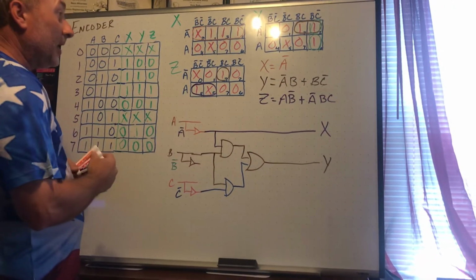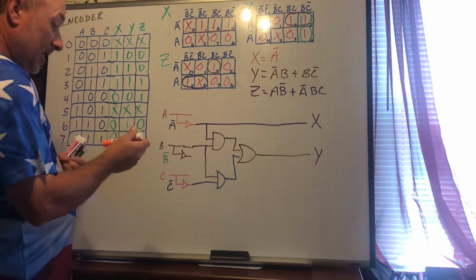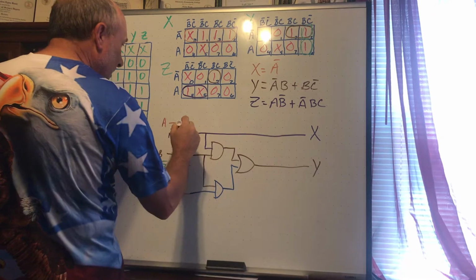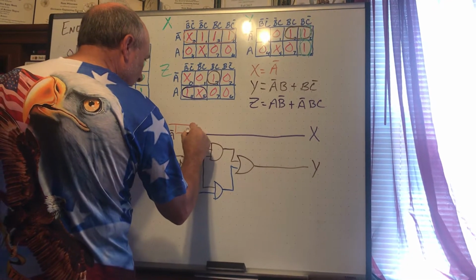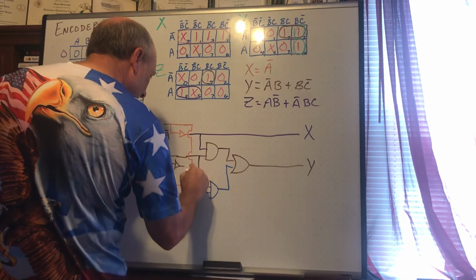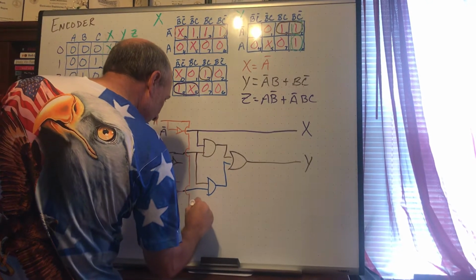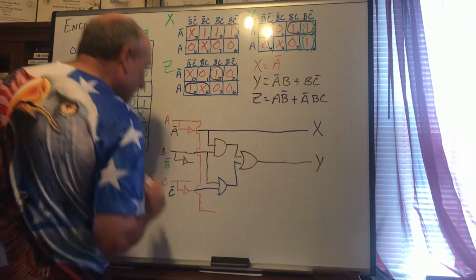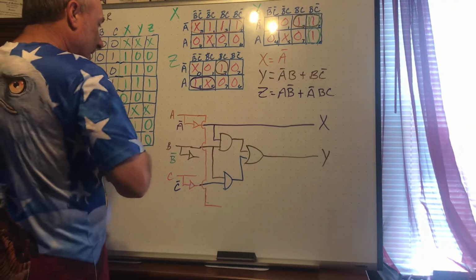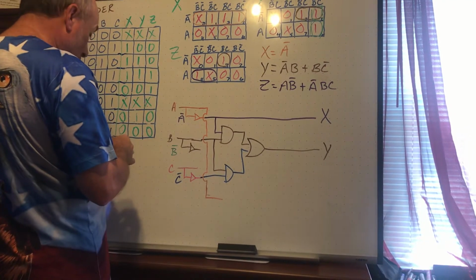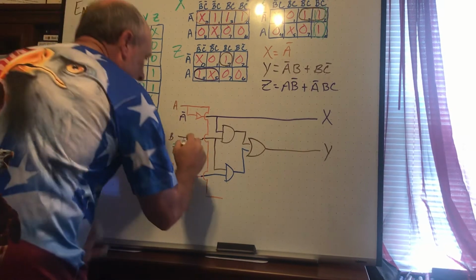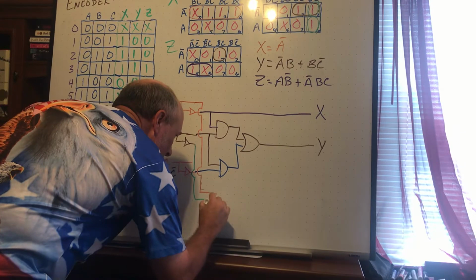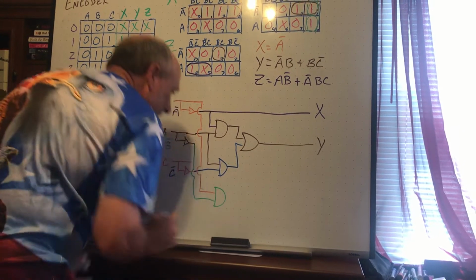So now I can build my Z circuit. So Z says A ANDed with B naught. So I'm going to take my A, I'm going to bring it all the way down here. Oops, that's a little crooked. And I'm going to bring that like that. And I got to AND it with my B naught. So I'm going to bring my B naught straight down, put it here, and I'm going to AND them together.